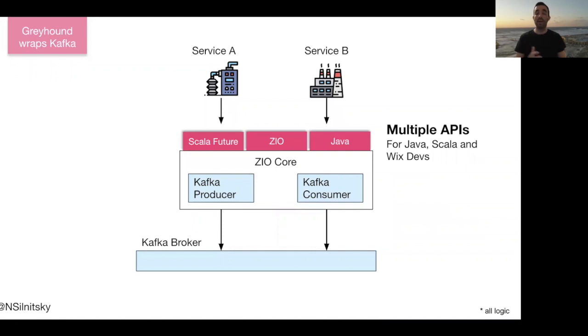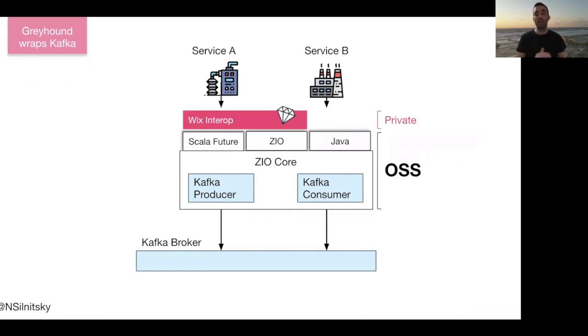And we provide a few different APIs in the client. So we have a Scala Future API and a Zio API, but also a Java API for interoperating with Java applications, when all of the logic of Greyhound is implemented using Zio.